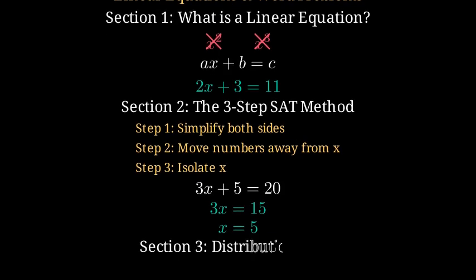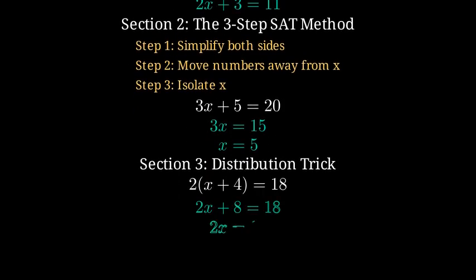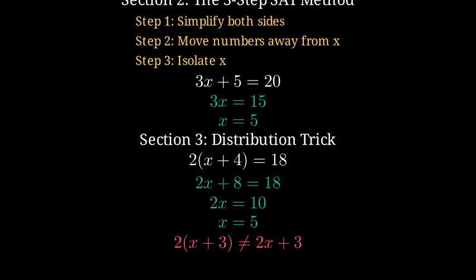Section 3, the distribution trick. If there is a number outside parentheses, distribute first. Example, 2 times the quantity x plus 4 equals 18. Distribute to get 2x plus 8 equals 18. Subtract 8 and divide to get x equals 5. SAT trap alert. Many students forget to distribute and lose points immediately.